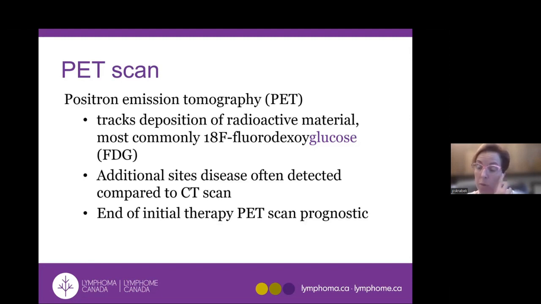It can help you determine if that mass is basically just residual scar tissue or if there's active disease within it. And at the end of your initial treatment, clinical trials have shown that the PET results are prognostic, meaning they can predict how long a patient will be in remission, as well as their long-term survival.